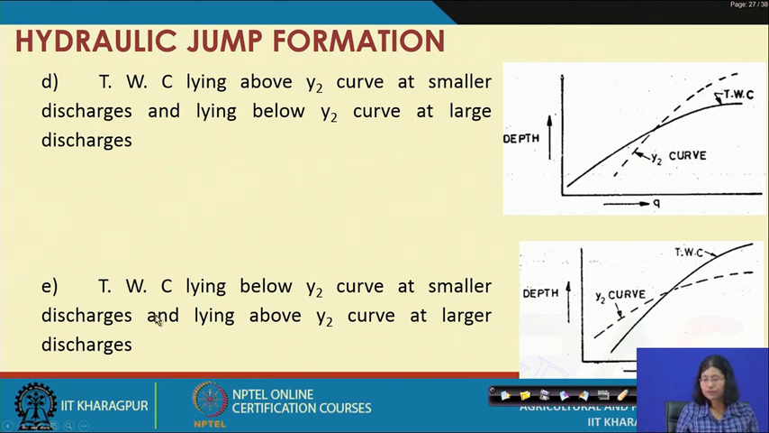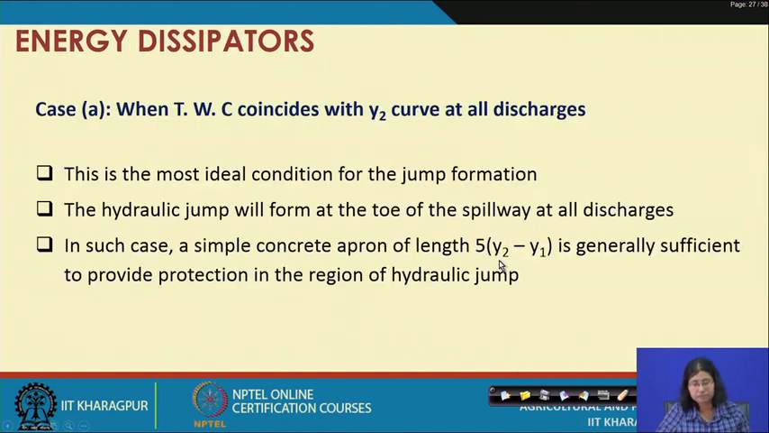And the fifth condition is just the reverse of this situation, where the TWC curve is lying below the Y2 curve at smaller discharge and lying above the Y2 curve at a large discharge. So, these are the 5 different possibilities where a hydraulic jump can generate a huge amount of energy. So, how to dissipate this energy?